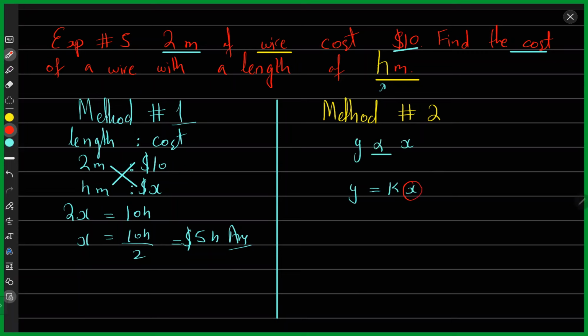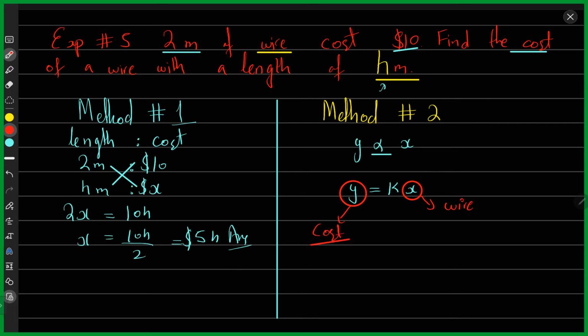Is X the cost or is Y the cost? What thing is dependent? Obviously, when I buy more length, then my cost would be more, right? Cost is dependent upon my length, okay? So this means that this is going to be the length of wire, and this is going to be the cost.